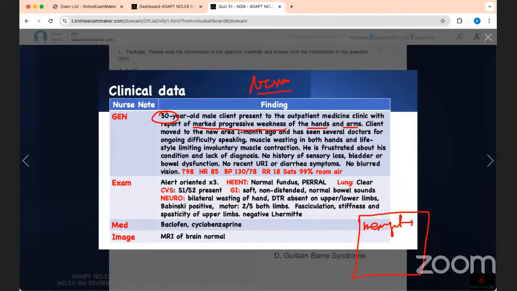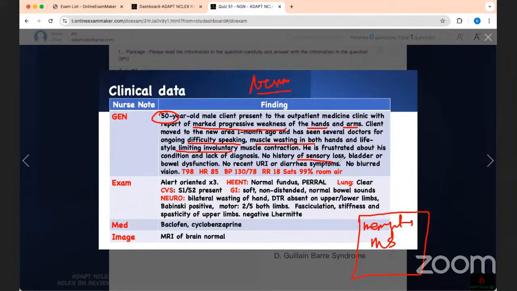This client moved to the area 1 month ago and he has been seeing doctors multiple times. Nobody can diagnose him. He has speaking difficulty, right? His muscle is wasting. That means he's getting smaller in his arms and lower extremities. Somebody said multiple sclerosis. He has involuntary muscle contraction. He's frustrated because nobody can diagnose him.